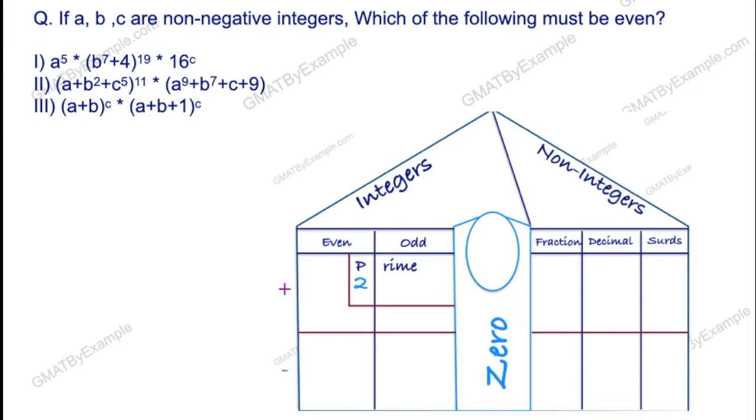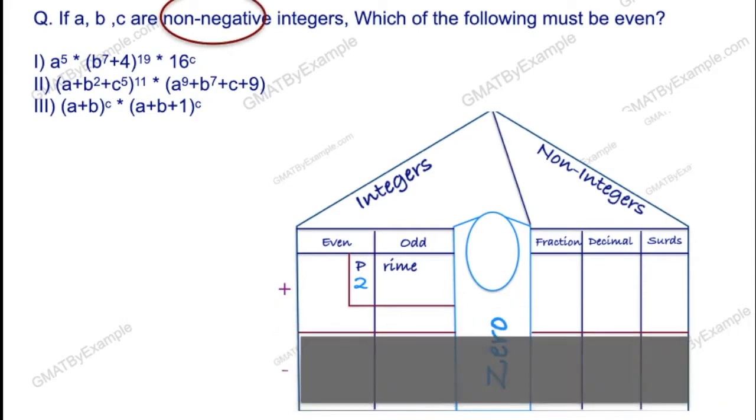We are given that A, B, C are non-negative numbers, which means we can block out the bottom story because they cannot be negative. But technically, 0 is not blocked out yet because non-negative does not mean 0 is gone.